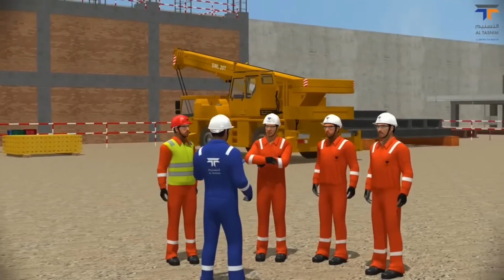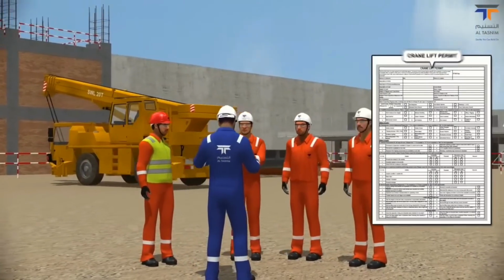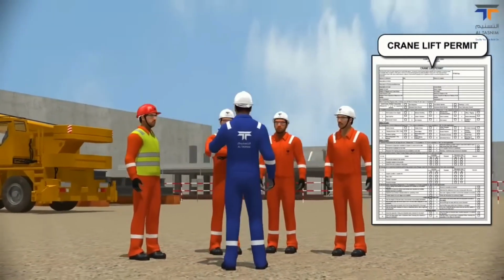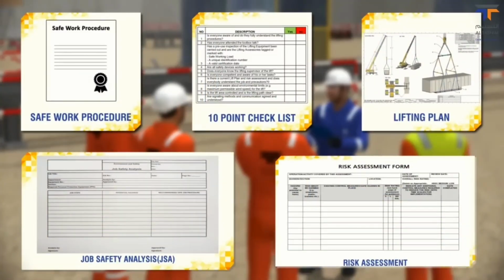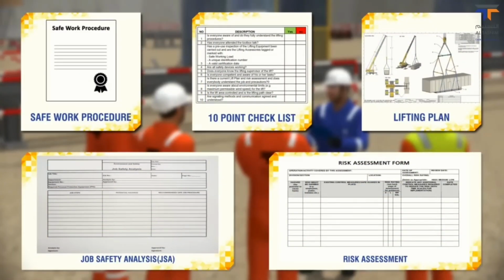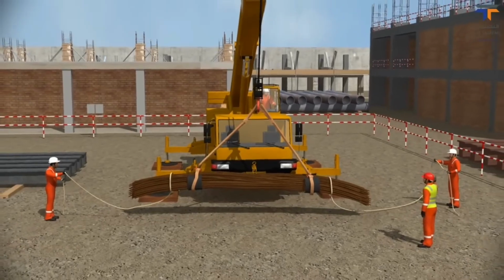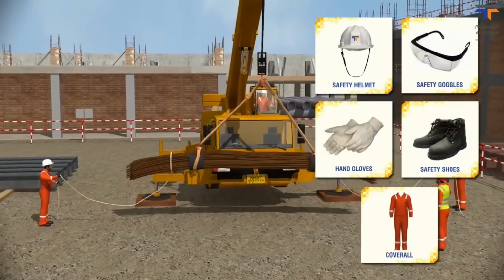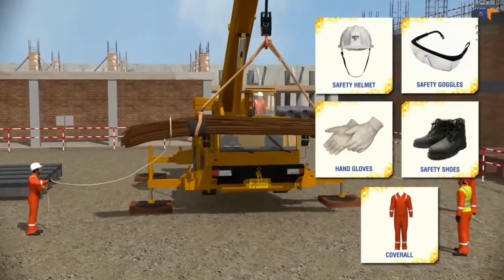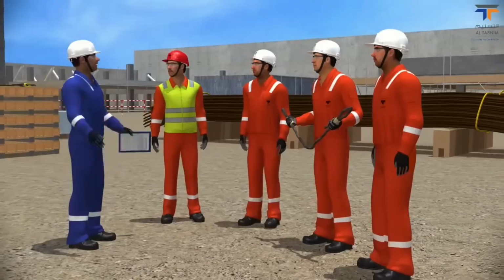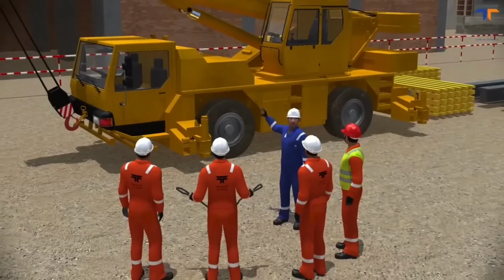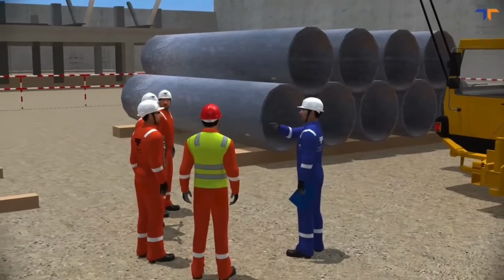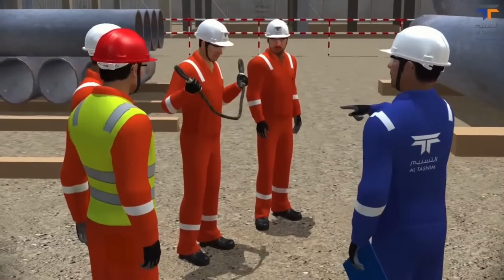Before starting the work, a permit has to be issued in accordance with the safety norms of the company. Also, ensure that safe working procedure contains the 10-point checklist, lifting plan, job safety analysis, risk assessment, and personal protective equipment. Supervisor should ensure that crane operator or rigger or helper and any other workers are familiar with the safe working procedures as well as other rules.